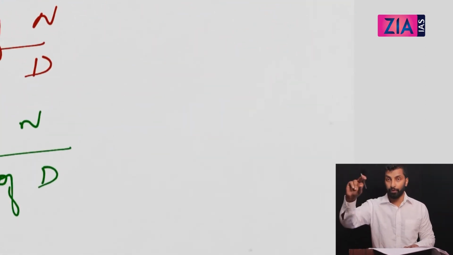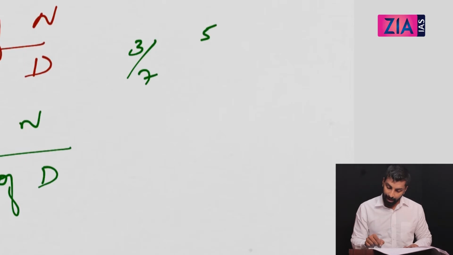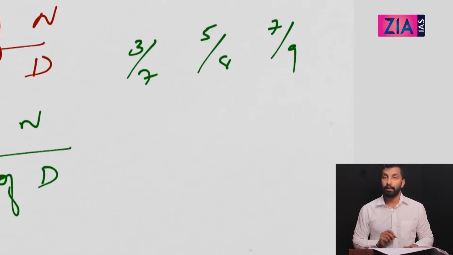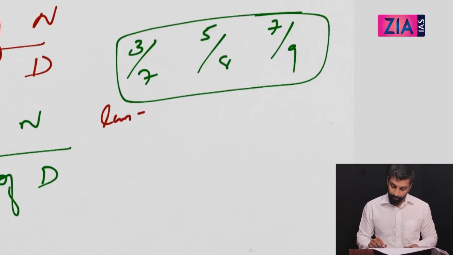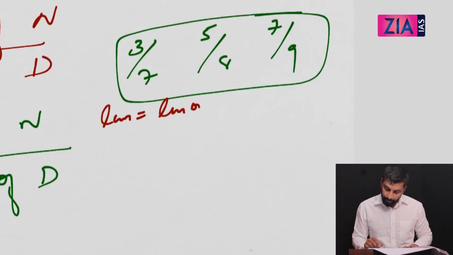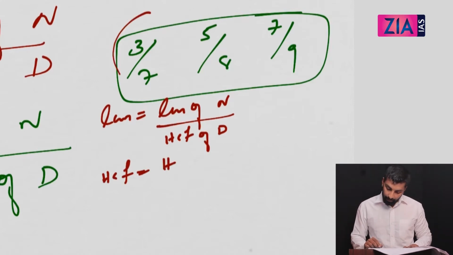So then LCM is the LCM of numerators divided by the HCF of denominators, like maybe 3 by 7, 5 by 8, and then 7 by 9. You have three terms, right? Three fractions. So if I ask you what is the LCM? LCM is the LCM of numerators divided by the HCF of denominators. That I know. Now what if I ask you the HCF of these three numbers? The numerator will be the HCF of numerators divided by the LCM of denominators.